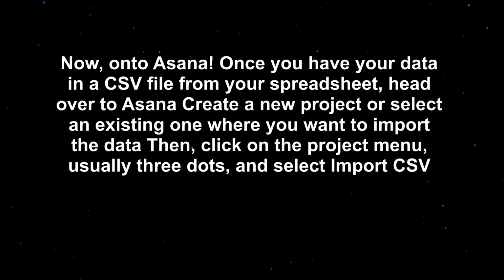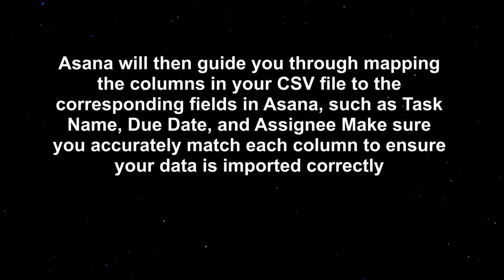Now, onto Asana. Once you have your data in a CSV file from your spreadsheet, head over to Asana, create a new project, or select an existing one where you want to import the data. Then, click on the project menu, usually 3 dots, and select Import CSV. Asana will then guide you through mapping the columns in your CSV file to the corresponding fields in Asana, such as task name, due date, and assignee. Make sure you accurately match each column to ensure your data is imported correctly.